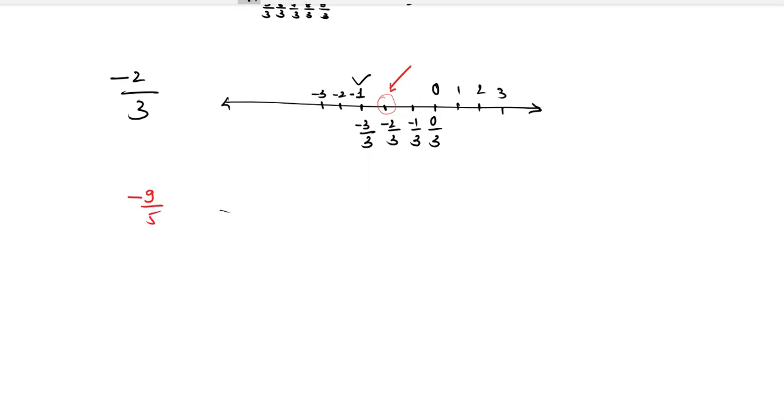Suppose you have a number, let's say minus of 9 by 5, -9 by 5. How you will locate this? Again, it is a negative number, so it will lie on the left side of 0 on the number line. So here we have 1, 2, 3. Okay, this number, if you remove the minus sign and see, it looks like it is 9 by 5. So it is an improper fraction. So it is greater than 1, right?